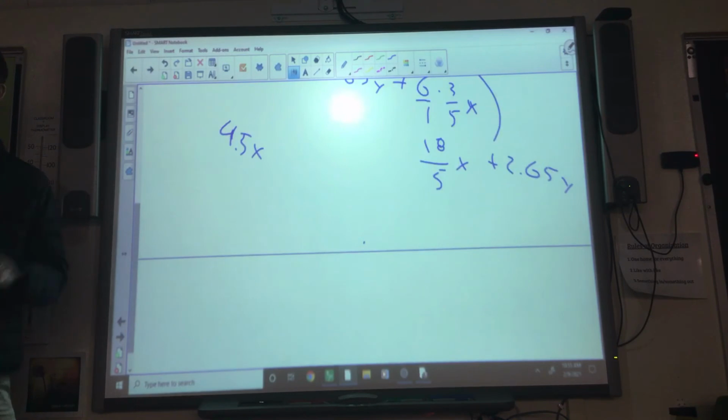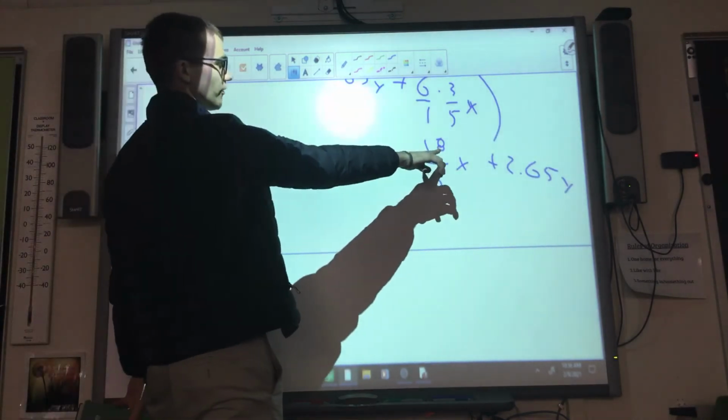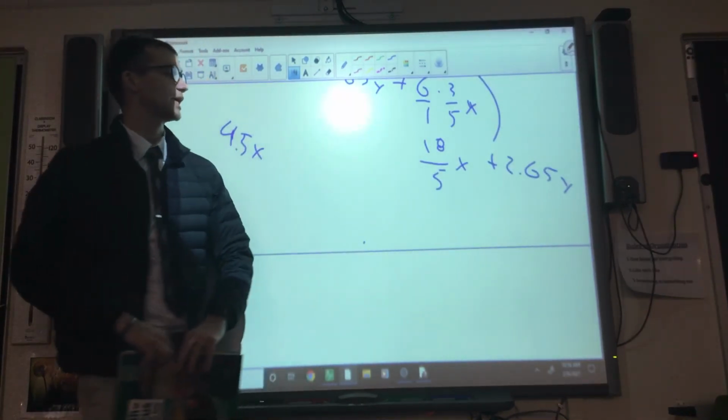What do we have to do to add them? We have to get them both one way. Either they both have to be decimals or fractions. Which ones do you want? Decimals. You both want decimals? Okay. Look, 18 over 5.